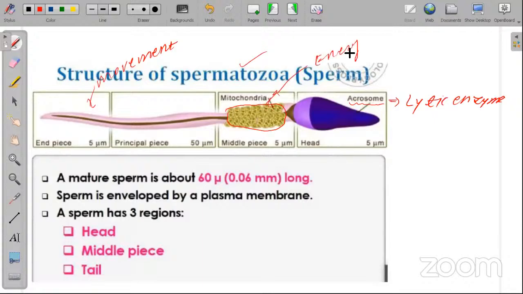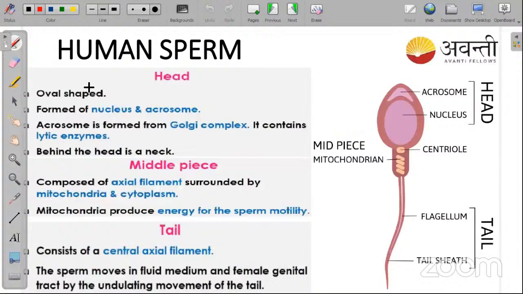Okay, so you can see the different functions. This is the head. The head is oval in shape, and it develops from the nucleus and acrosome. The acrosome develops from the Golgi complex, and it contains lytic enzyme. ये सारी चीजें हमारा हुआ है, ठीक है. So this is the middle piece, composed of axial filament, and it is surrounded by the mitochondria and cytoplasm. It provides us energy for sperm motility because mitochondria are present here. That's why it provides energy.